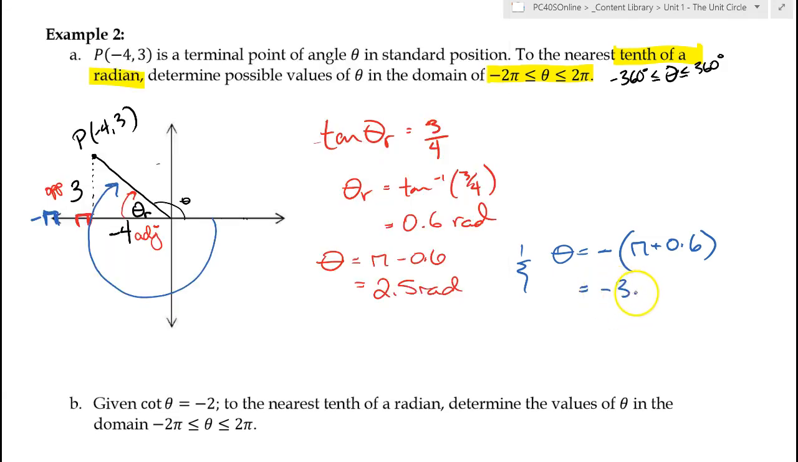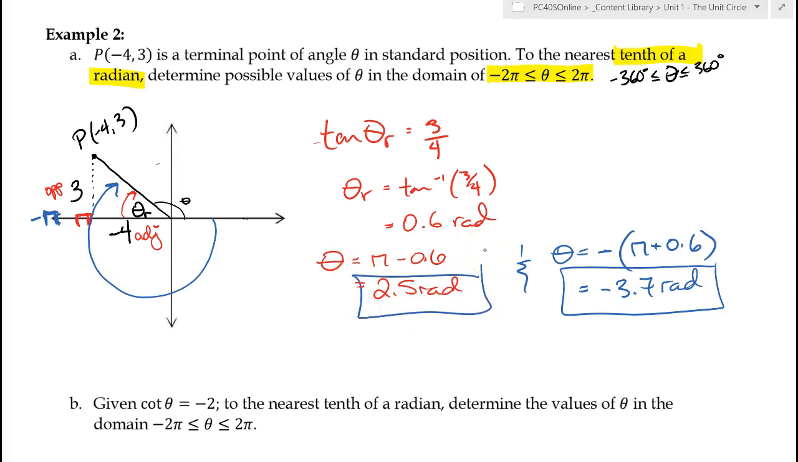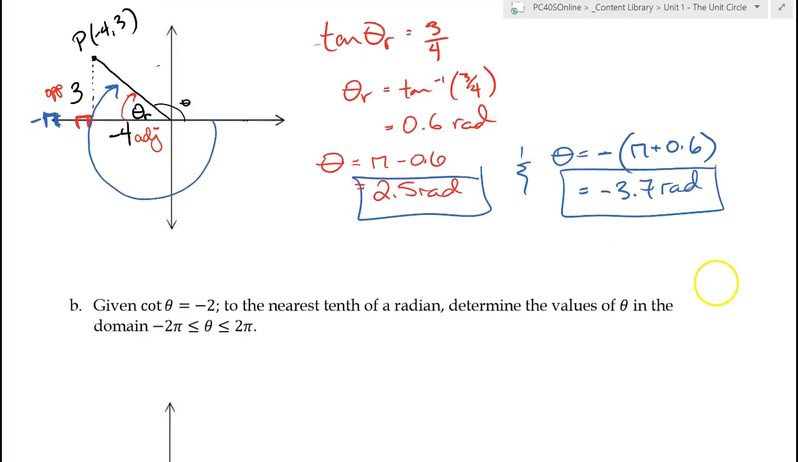So negative 3.7 radians would be my other option. And so those would be my two answers. So I know that one's a little tricky, wrapping our head around the idea that we can have more than one answer for a question based on the fact that we have a wider range of domain is something that we're going to have to get comfortable with and do more examples of.